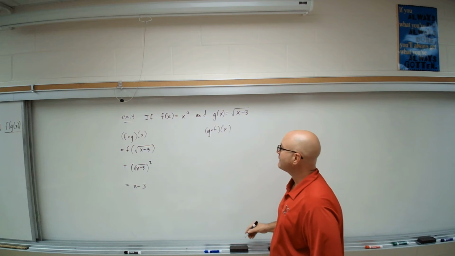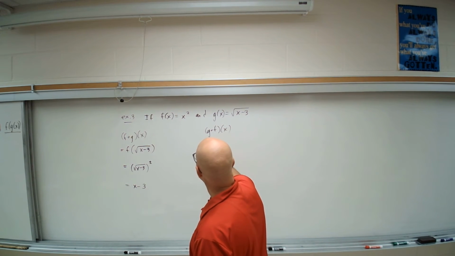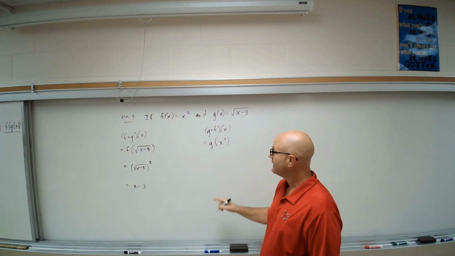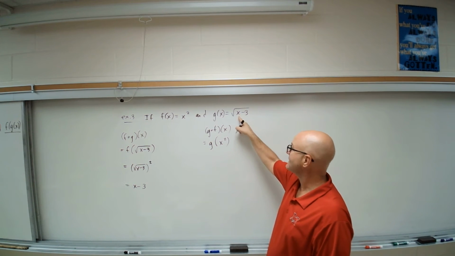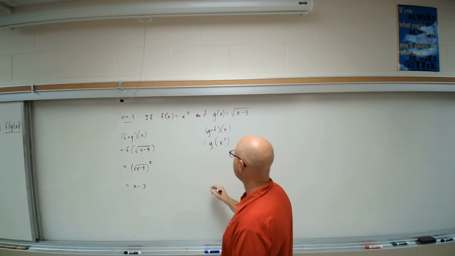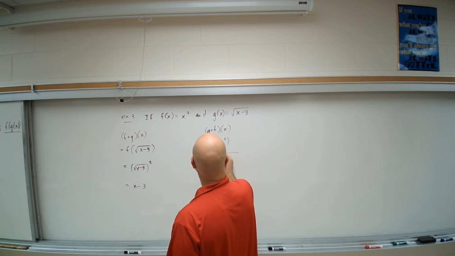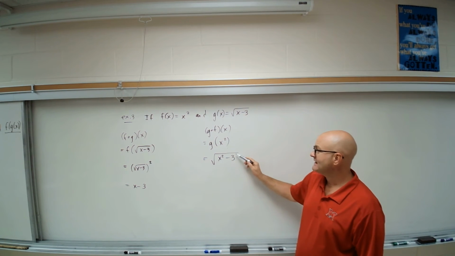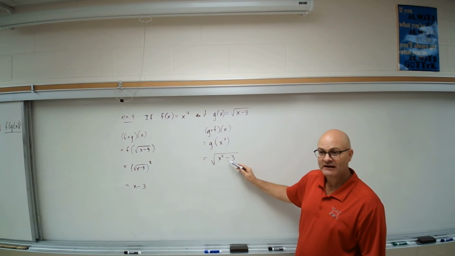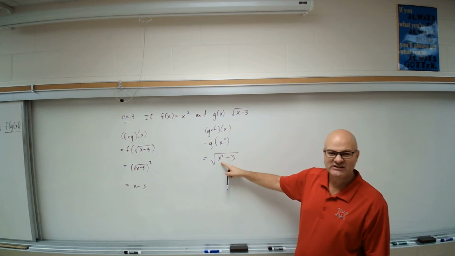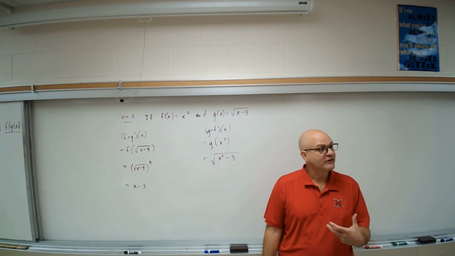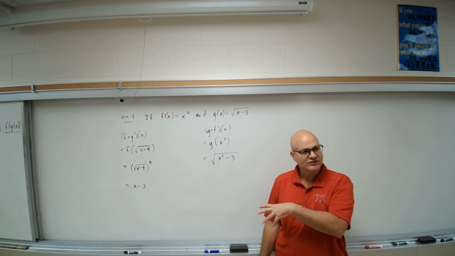Here we have g of f of x. So that's going to be g of x squared. Then we're going to take this rule, pull this x out, and replace it with x squared. So we get the square root of x squared minus 3. Now this one, we can see there's probably some domain issues here, correct? Like for instance, again, if I put 0 in here, it's going to be undefined. Or if I put 1 in here, it's going to be undefined. So we can talk about how to find the domain of that. But we'll come back to this in just a second.